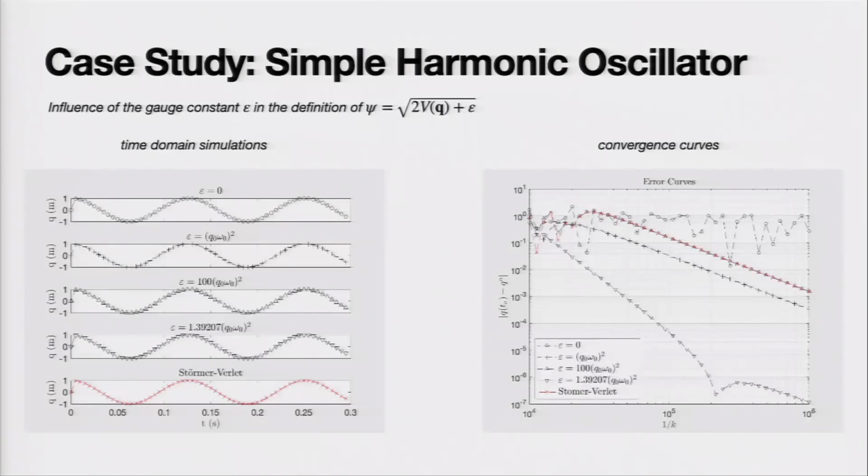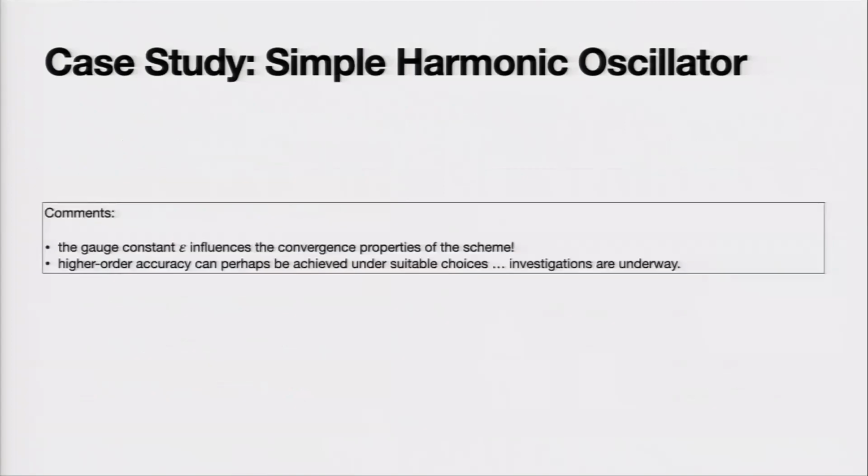But then I was just playing around with simulations, and I came up with this other value of epsilon, which is 1.39207 q naught omega naught squared. Don't ask me how I got there, okay? A lot of sleepless nights just simulating the harmonic oscillator. But I eventually found this value, which is really good. It even seems that you have higher order accuracy somehow, which is weird, but that's what I'm getting out of simulations. So I don't really know why that's happening. So I'm investigating this particular feature, but all I want to say is that the gauge constant is sort of important.